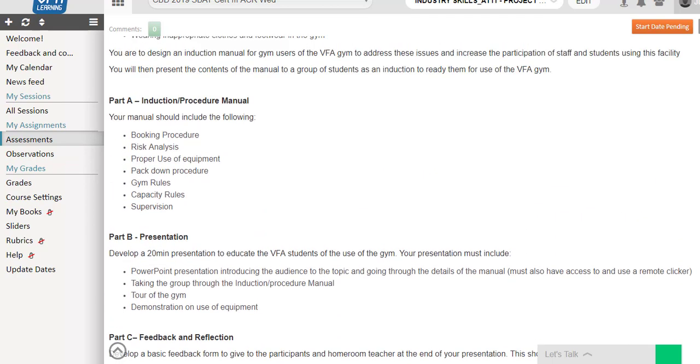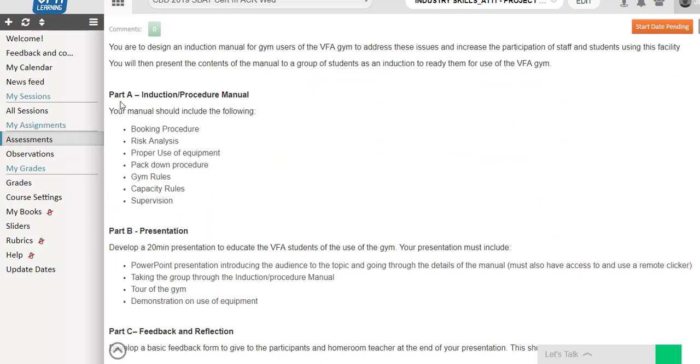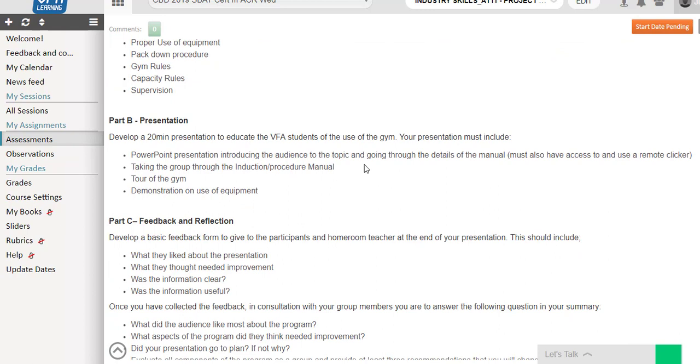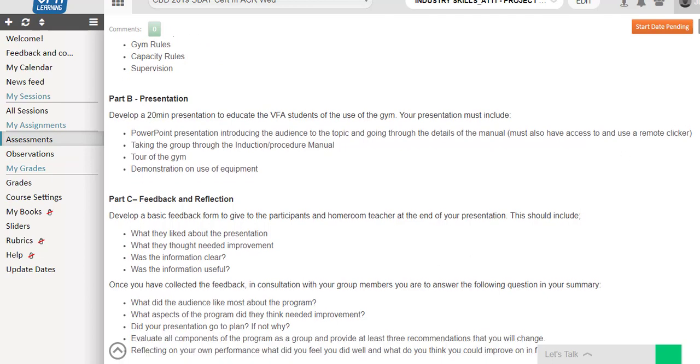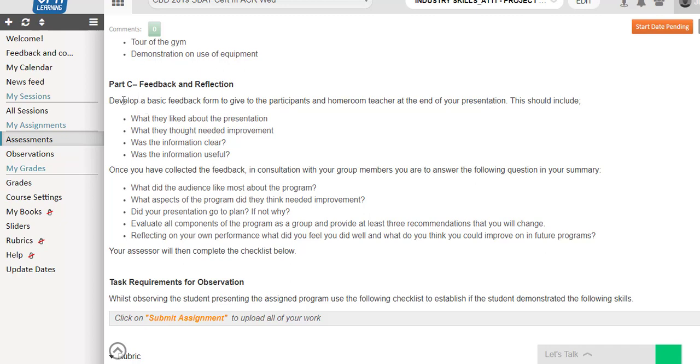So to summarize what needs to be uploaded, basically at the start you need to do Part A and put this manual together, and we have already discussed the workout requirements for that. Part B is a presentation. You need to perform this presentation and your assessor will watch you do it, but you're not required to upload your PowerPoint presentation. Part C requires you to collect feedback, so you've got to put together a basic feedback form and collect it, but you don't need to upload the feedback forms. But you do need to answer these questions.